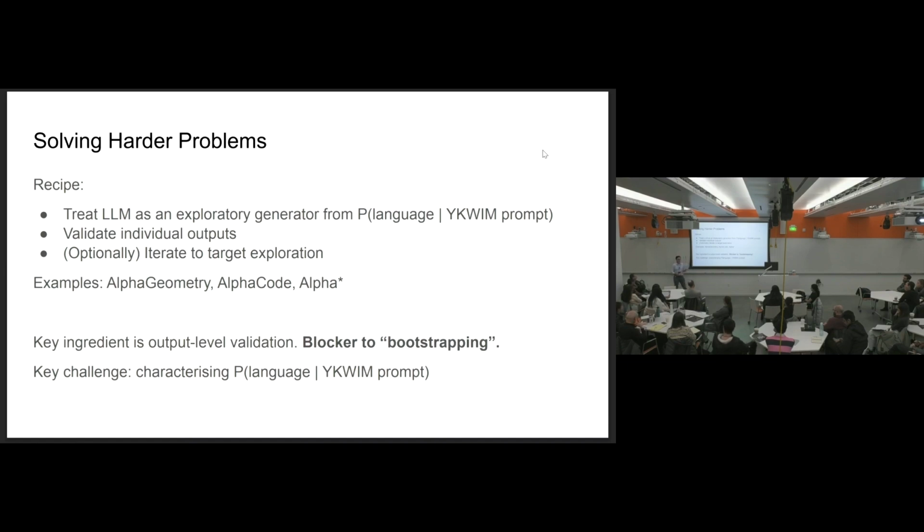I'll say another key challenge here is trying to characterize this overall distribution of language that the large language model has encoded, given a particular prompt. I think this is just a super interesting question, right? Instead of thinking about just individual samples coming from a large language model, thinking about how to characterize the variety of responses that a large language model can give.